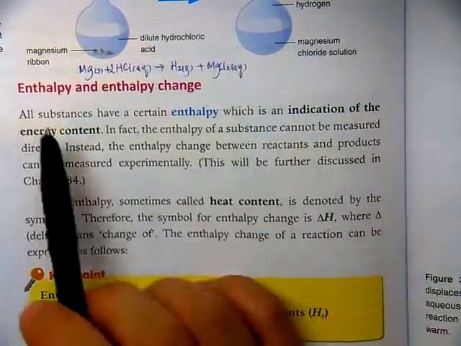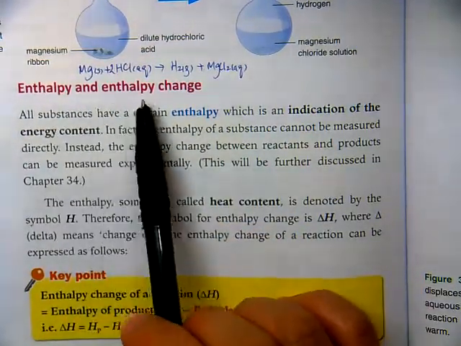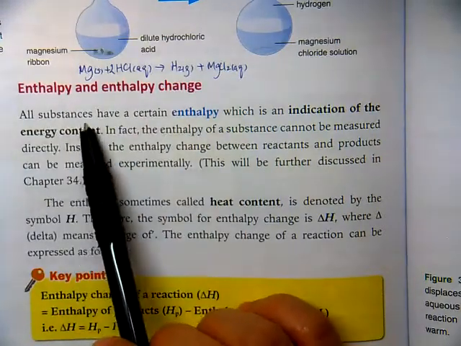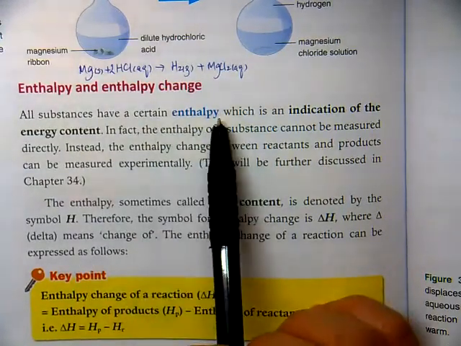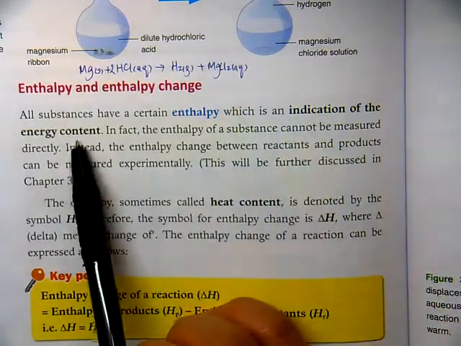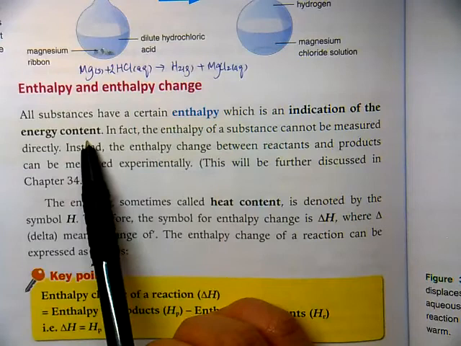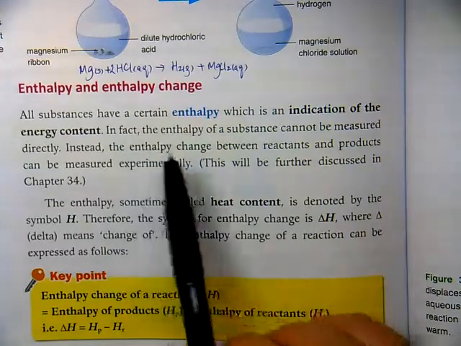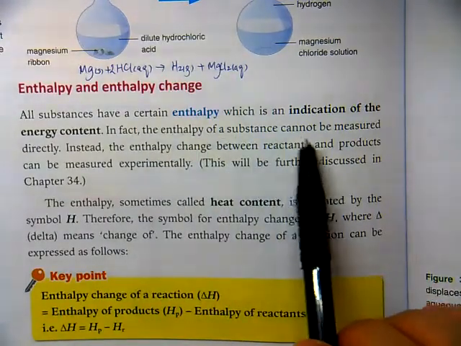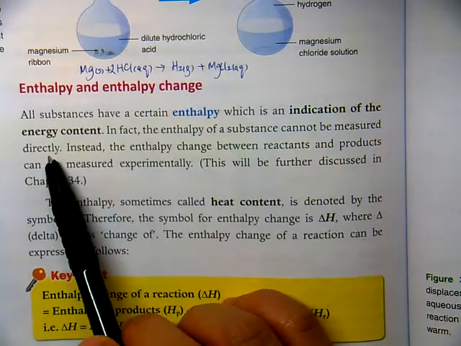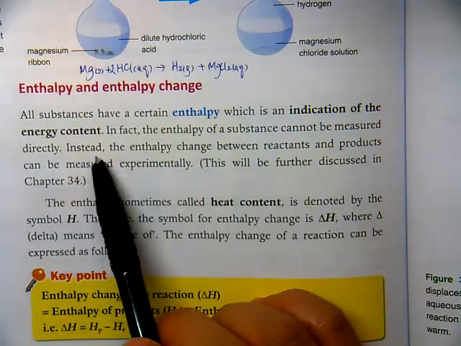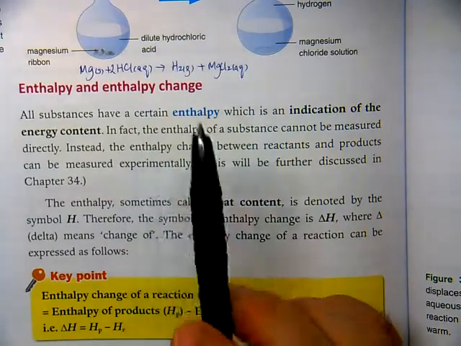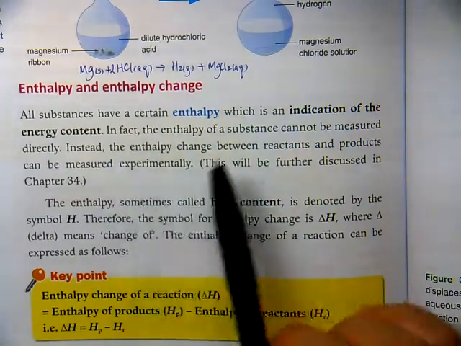Now, let's move on to the next part. It's about enthalpy and enthalpy change. All substances have a certain enthalpy, which is an indication of energy content. And do you remember the meaning of energy content? It is the total sum of the kinetic energy and the chemical potential energy of a substance. In fact, the enthalpy of a substance cannot be measured directly. Instead, enthalpy change is measured.